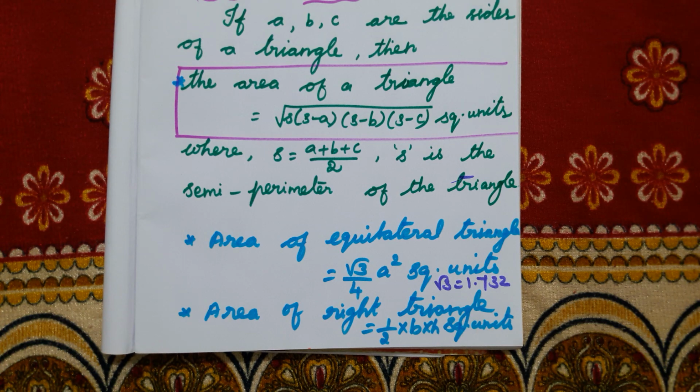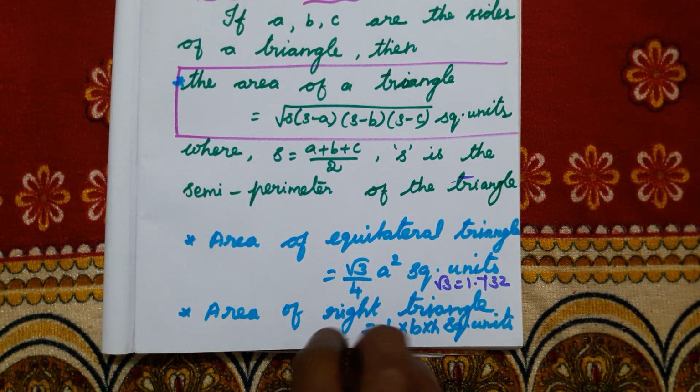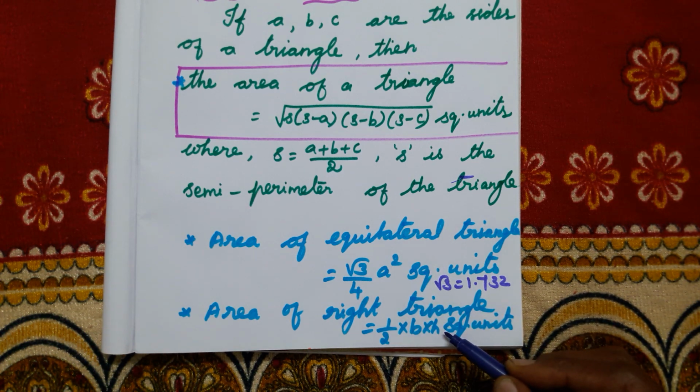Area of equilateral triangle is equal to root 3 by 4 A square. Next, what is the area of a right triangle? Area of right triangle is equal to half into base into height.